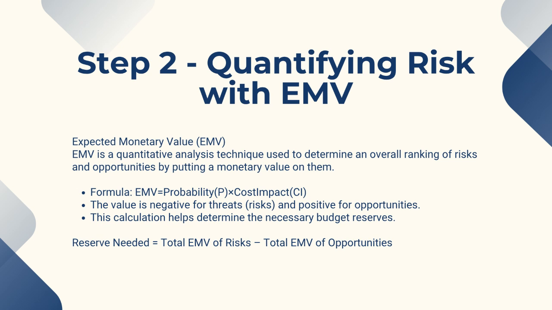A key point is that the EMV is negative for threats, representing a potential cost, and positive for opportunities, representing a potential gain. This calculation is incredibly useful for determining the project's budget reserves. You simply sum the EMV of all your risks and subtract the sum of the EMV of all your opportunities to find out how much contingency funding you should set aside.